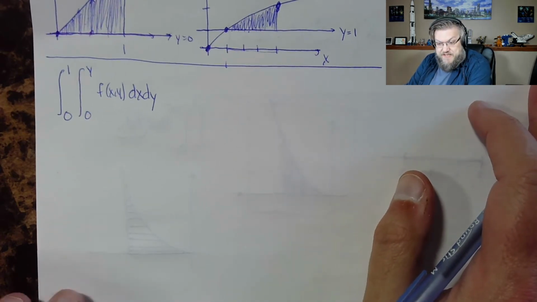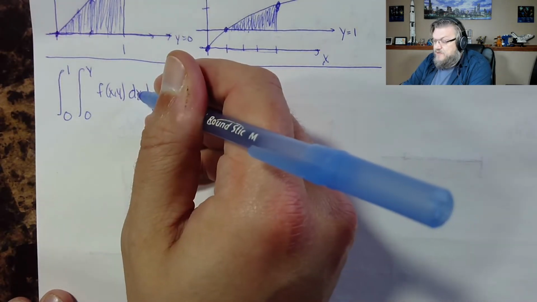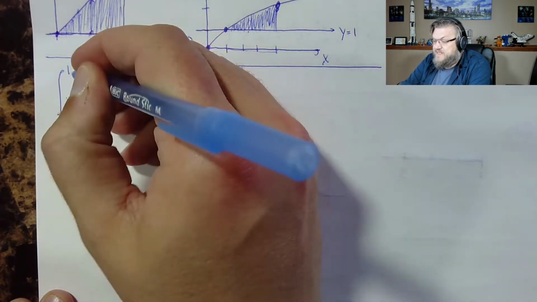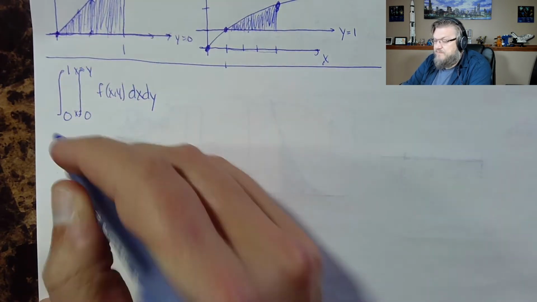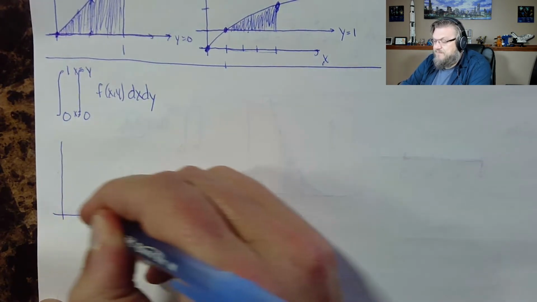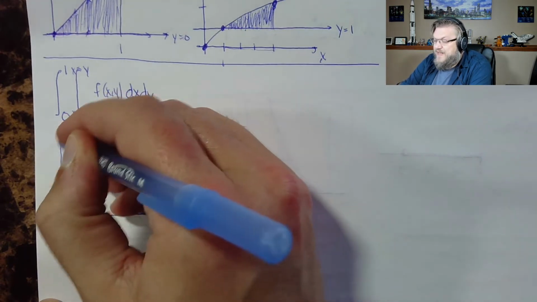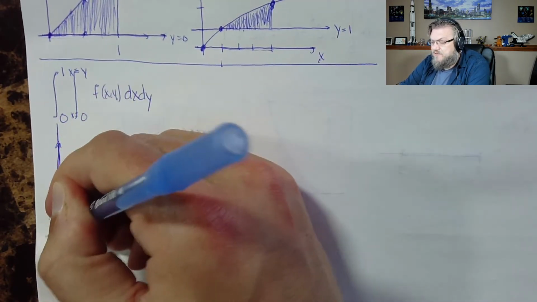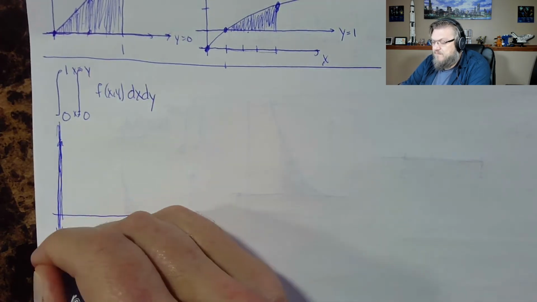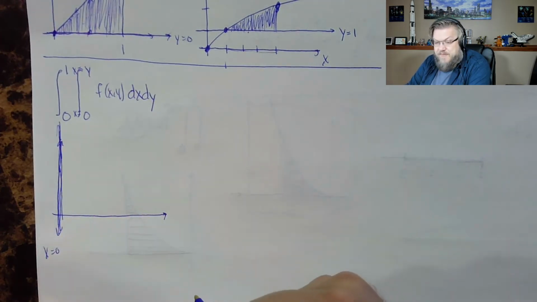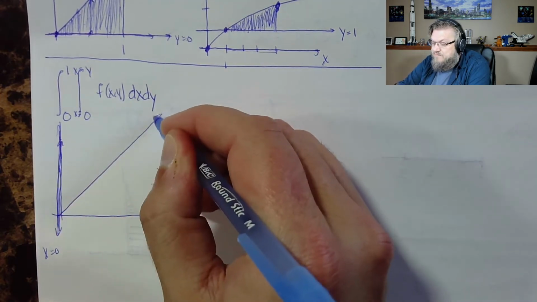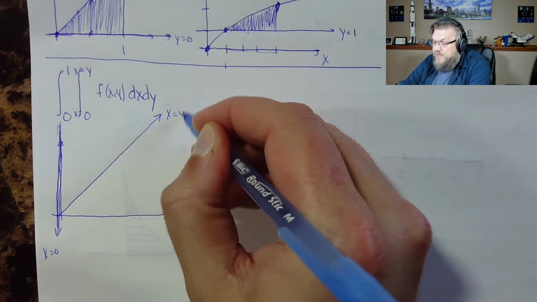So the rules are basically the same here. Notice that x now is going from x equals 0 to x equals y, right? So when I go to graph that, realize now that x equals 0 is a vertical line, isn't it? This is x equals 0 right here, right? And x equals y is the diagonal line. This is x equals y or y equals x, right?